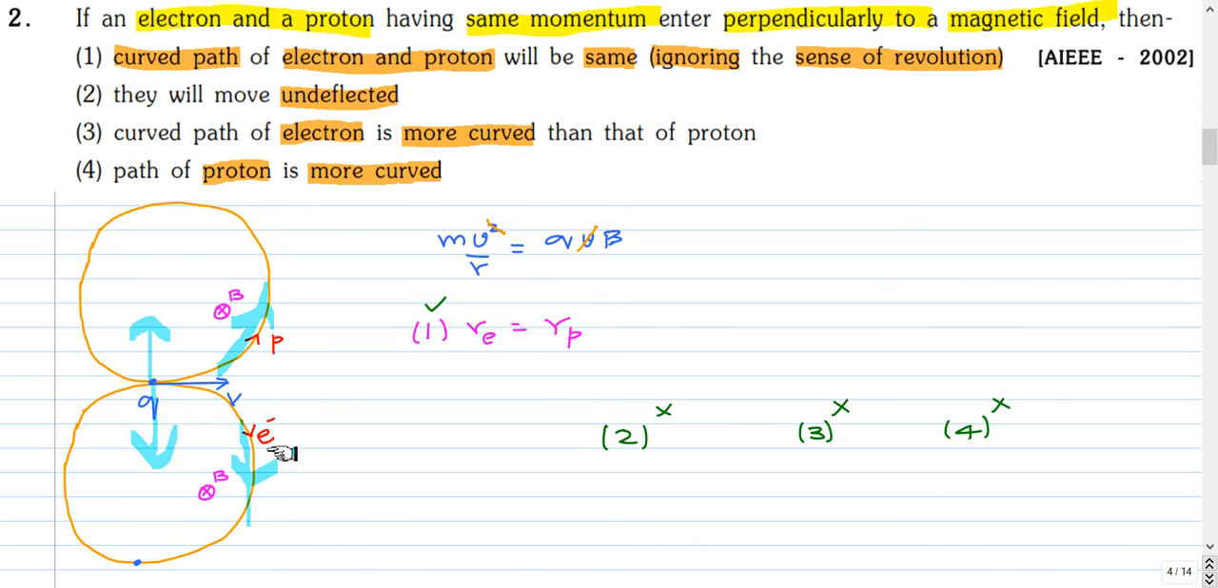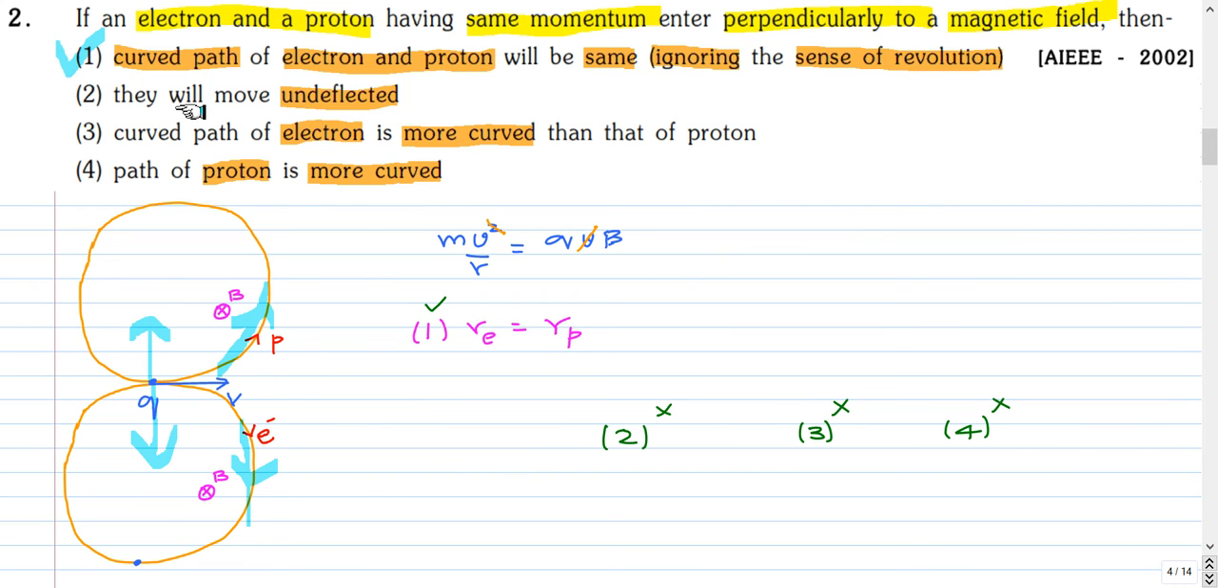So option 1 says the curved path of electron and proton are same, but the sense will be different. The sense is different, and the force on the charged particle is qv cross B. Here v and B are perpendicular, so it is q into v into B. That should be equal to the centripetal force, which is mv square by R. So cancelling v, and the condition in this problem is momentum of both the particles are same. So since the momentum is same, the radius of electron and proton should be same because q and B are same. So option 1 is the correct option.